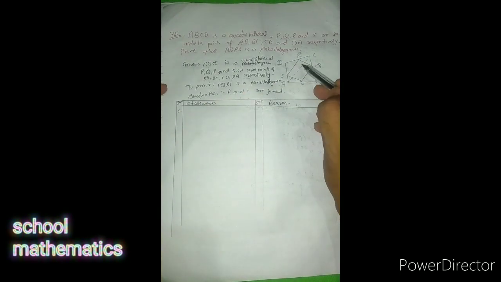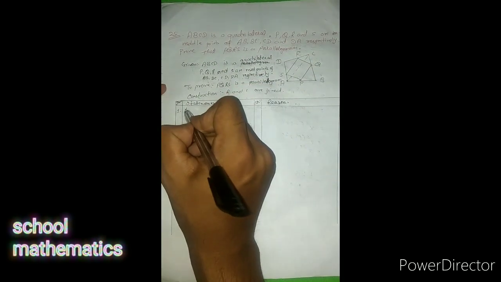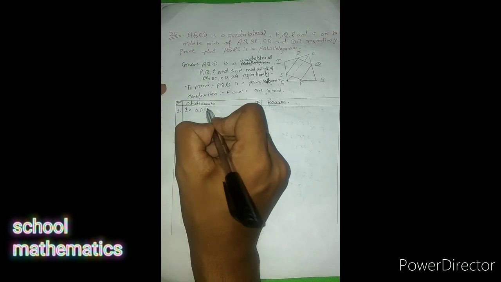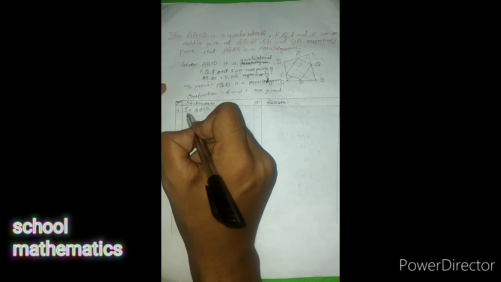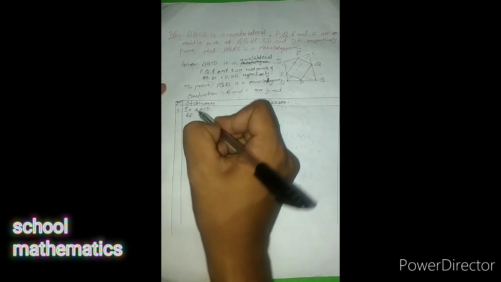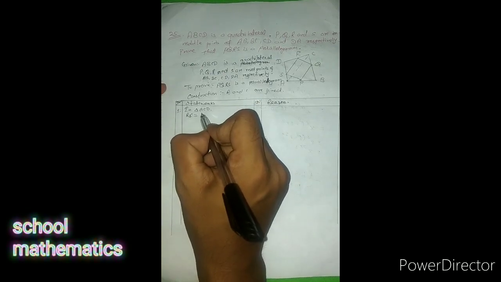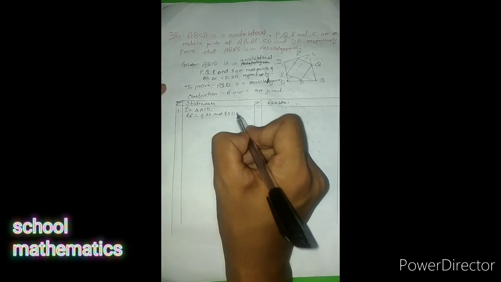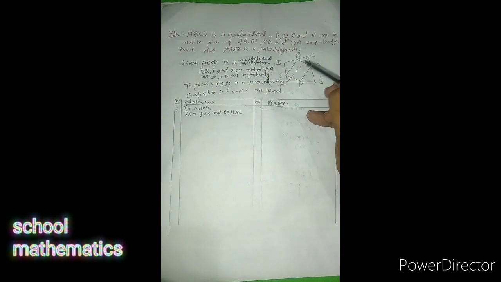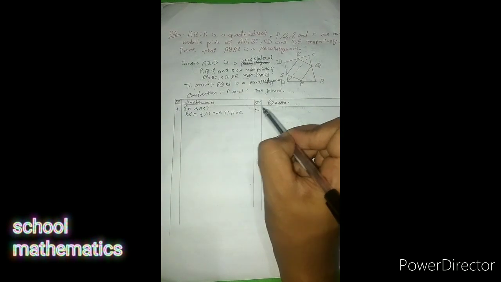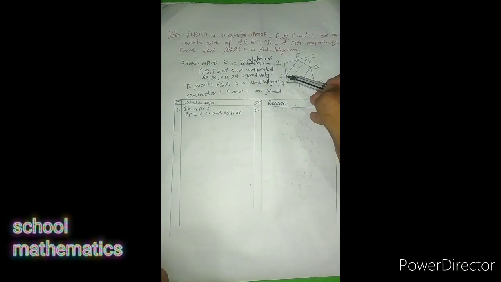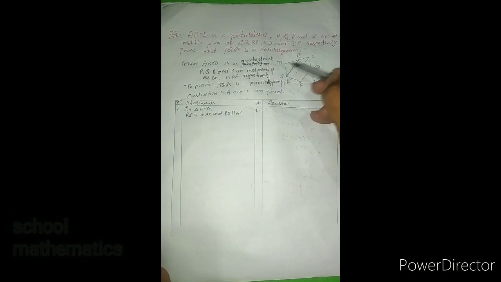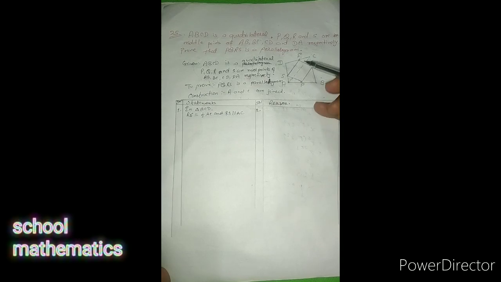Now in triangle ACD, this RS is equal to half of AC and RS is parallel to AC. Because of the midpoint theorem, the line joining the midpoints of two sides of a triangle is parallel to and half of the third side.